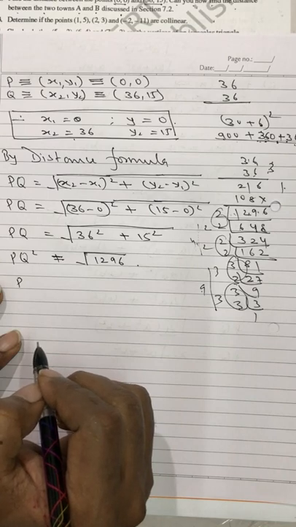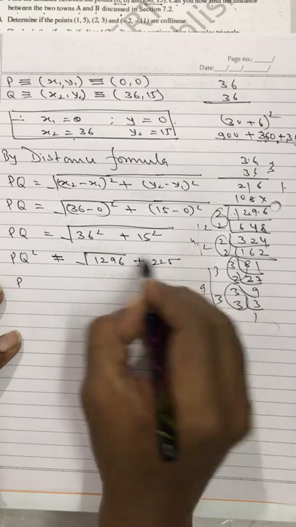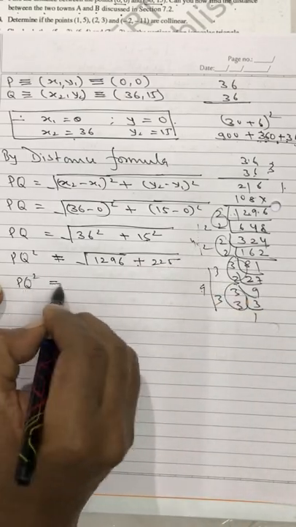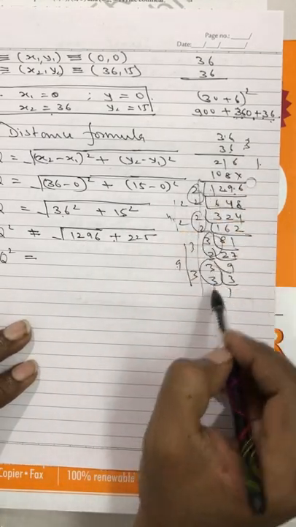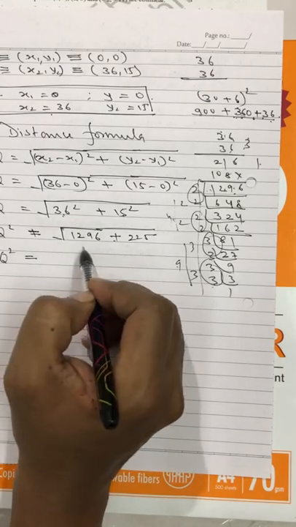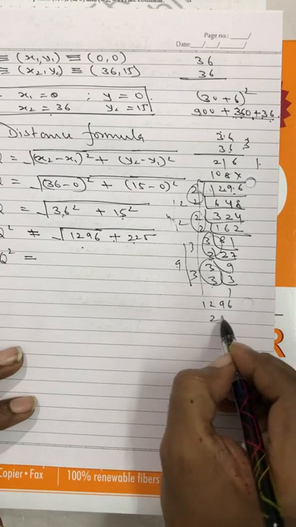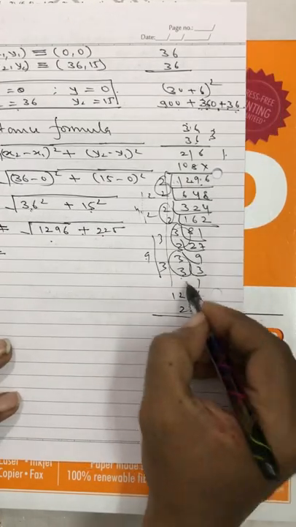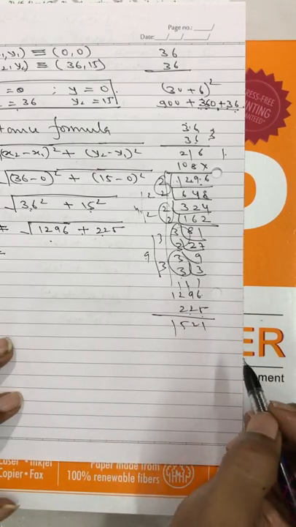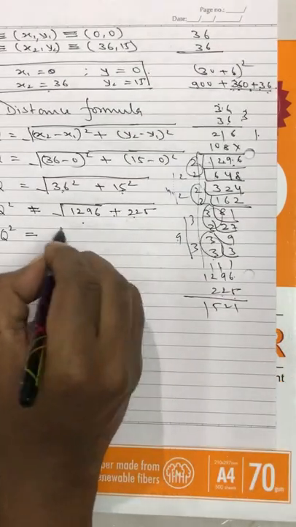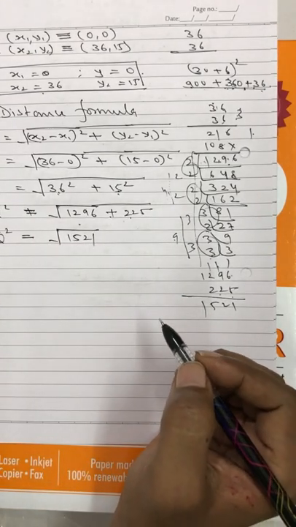What did I do? No. This will be 15 square is 225. 36 square I got 1296, and then I found the square root of the same. That is not possible. 36 square is 1296, 15 square is 225, and now I will have to add these two. 1296 plus 225 is 1521. So PQ is equal to root of 1521, and this I will have to calculate now.